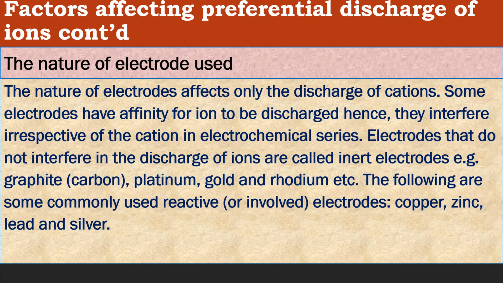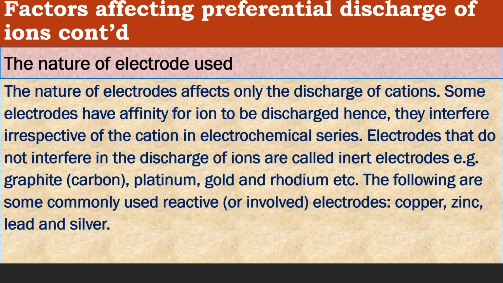The nature of electrode used. So the nature of electrode used affects only the cations in the electrolysis. It does not have effect on the anions. And how does it work?